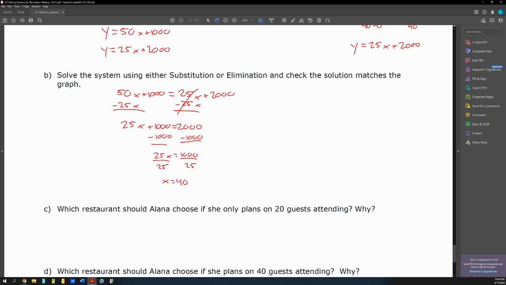Plugging in our solution of 40 in for x in one of the other equations, we'll choose the top equation. So we have y is equal to 50 times 40 plus 1,000. So we get y is equal to 2,000 plus 1,000. So then y must be equal to 3,000. So our solution as an ordered pair is (40, 3,000).